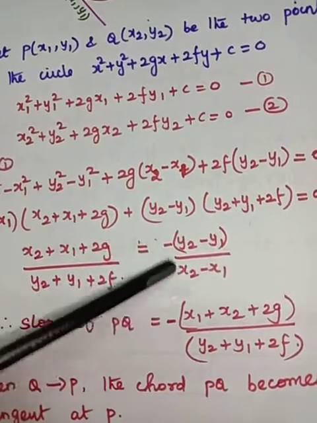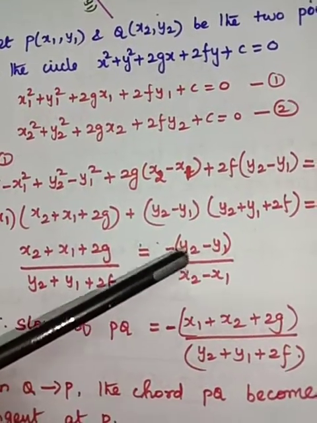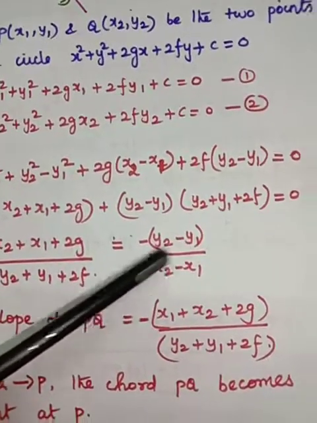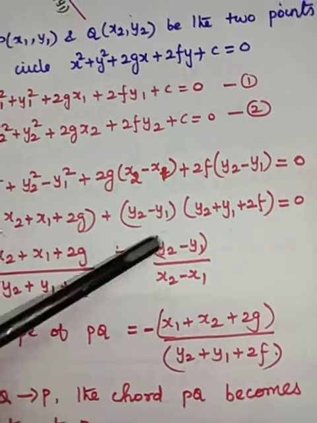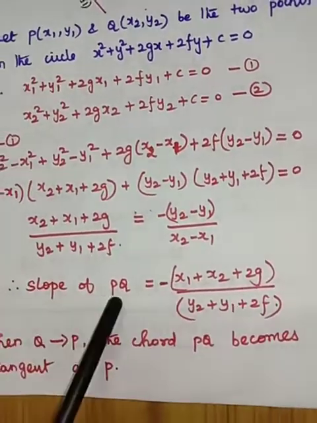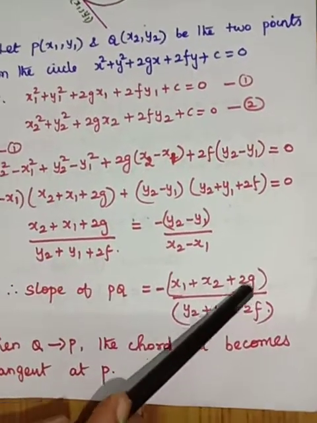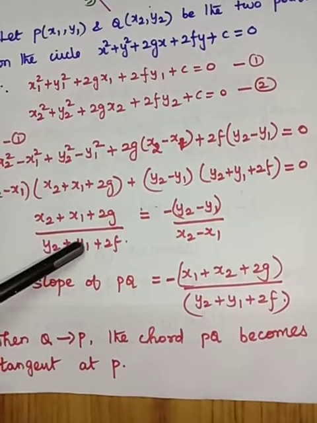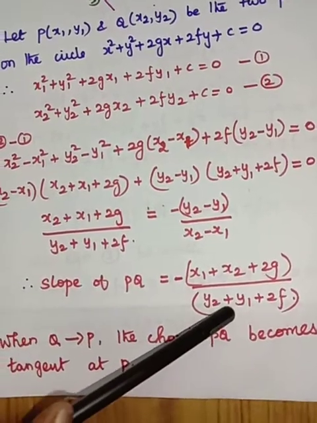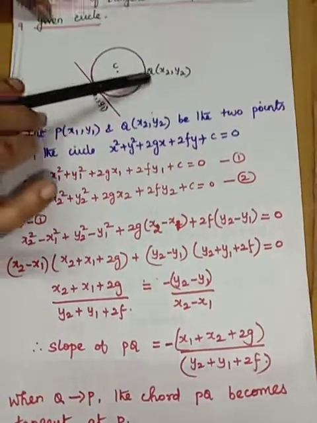So can you say what it is? It is the slope of PQ, because we have the formula y2 minus y1 divided by x2 minus x1. So it is the slope of PQ. So what is the slope of PQ now? It is minus of x1 plus x2 plus 2g divided by y1 plus y2 plus 2f. Okay, so we have found the slope of PQ.